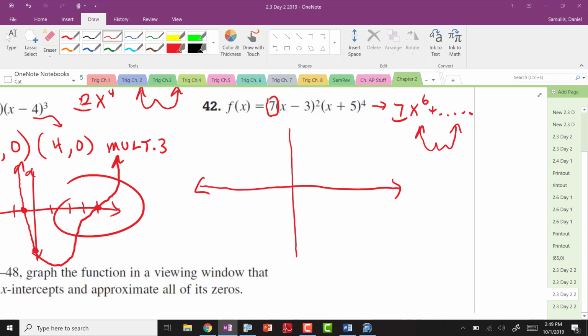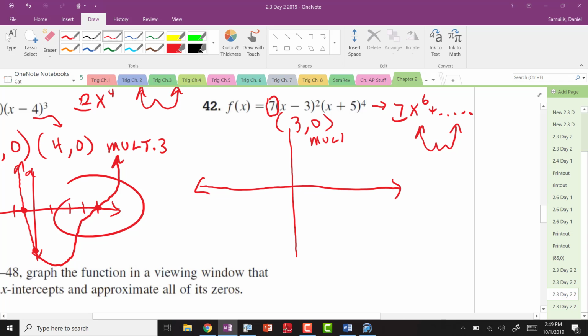Do you know what the y-intercept is on this one? Let's see if you can figure that one out. It's 0 plus 5. What's 5 to the 4th? 625. Nice. What's 0 minus 3 squared? What's 9 times 625 times 7? That's the y-intercept. Isn't that nuts? The y-intercept is off the charts, baby. All right, did someone get it? What was the y-intercept? 39,000? Holy jeez. All right, this is mult 2.